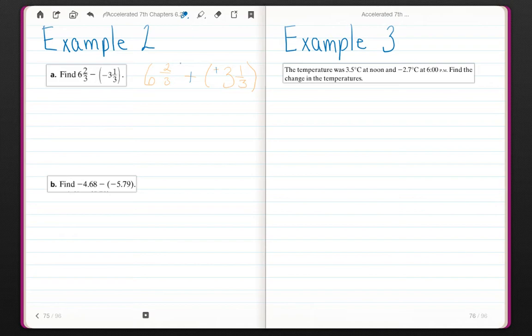So I'm going to rewrite my problem now, and I'm going to rewrite it vertically. So I have 6 2/3, but now I have plus 3 1/3. Well, 2/3 plus 1/3 is 3/3, and 6 plus 3 is 9. Well, 3/3 is the same as 1, so that's equivalent to 10. Same thing.